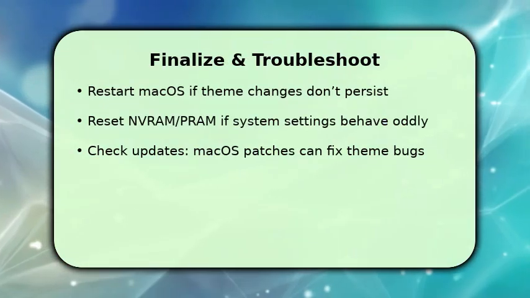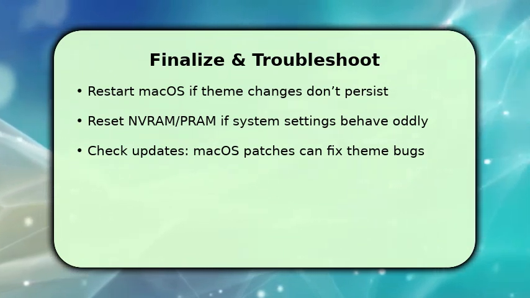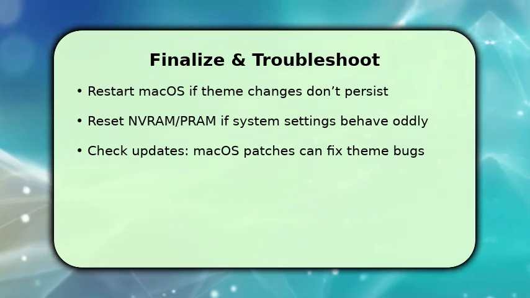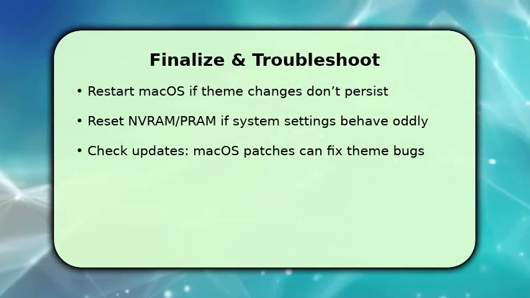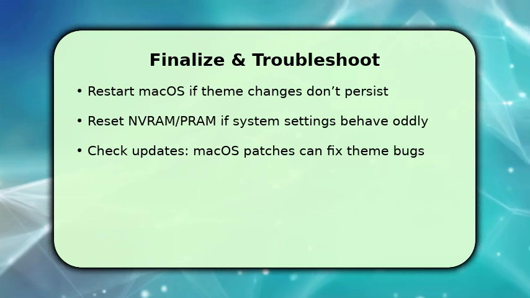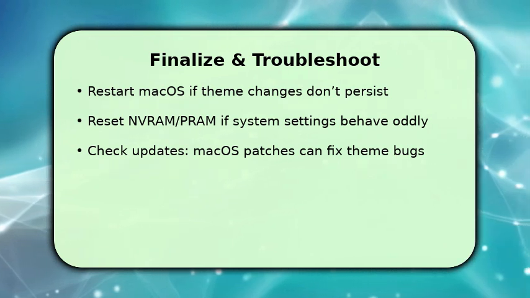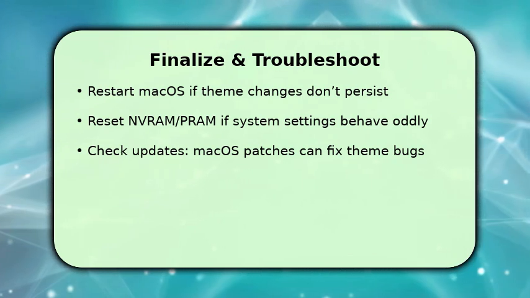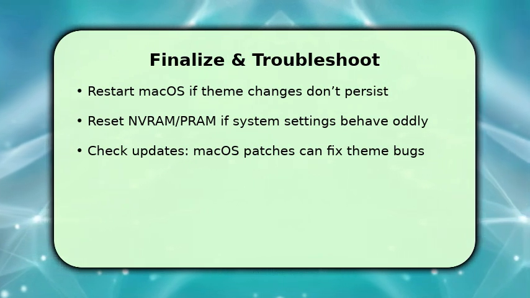To finalize, restart your Mac to ensure all processes adopt light mode. This clears transient state. If the system still reverts to dark, reset nvram/pram because stored preferences can conflict with new settings. Once done, check for macOS updates since theme-related bugs are sometimes fixed in patches, and make sure auto is off. If a single app keeps using dark, remove its preference file or reinstall that app. This usually resolves persistent theme mismatches.